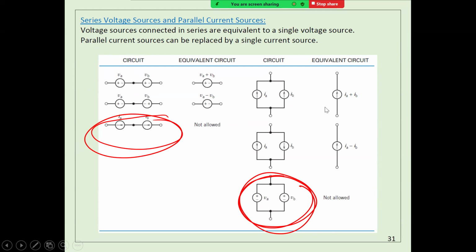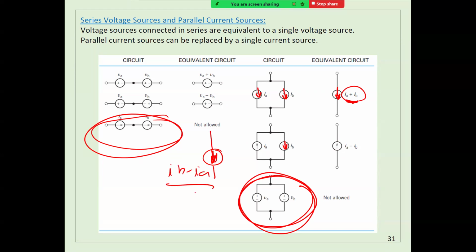When you connect them in parallel, if they are in the same direction, as you see here, both in the same direction, you can just add the currents. Same thing if you change the direction here, you can still add the currents, but it has to be this way. But if they have different directions, in this case we subtract. If I take the direction of this one up, it has to be IA minus IB. I can also take this direction here, but in this case it is IB minus IA.